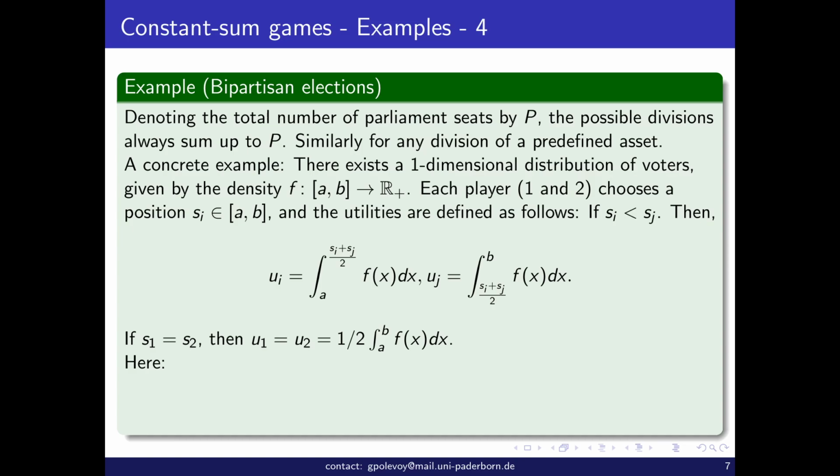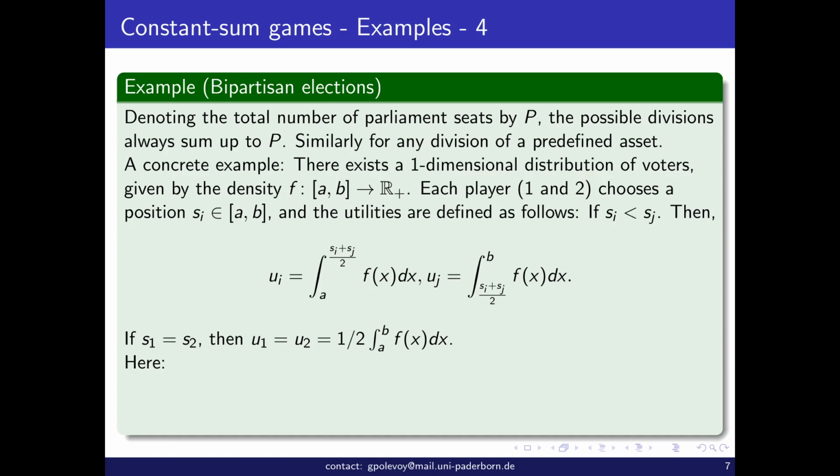Now, a concrete example is that you have a given distribution of the voters, and there is a density function of the voters, which we, let's say, know, which describes what is the distribution. The players, those parties, choose at which position on the given line they stand. So which stance they take between A and B, say between 0 and 1, whatever. And the utilities are defined as follows.